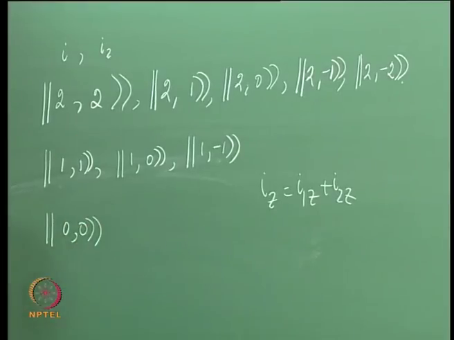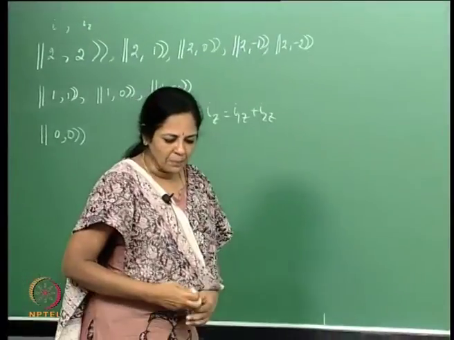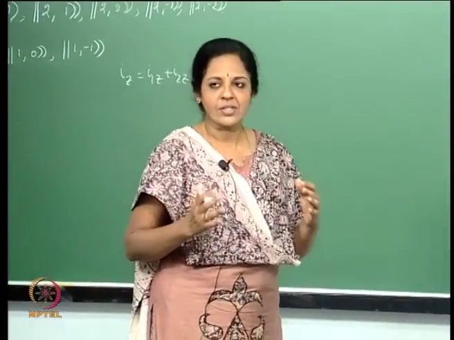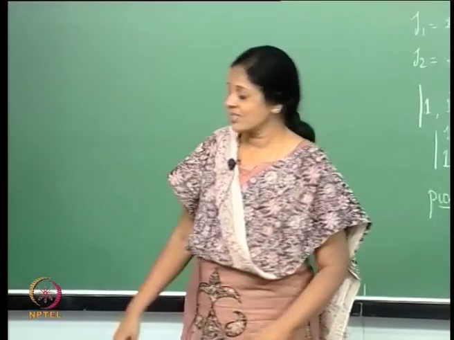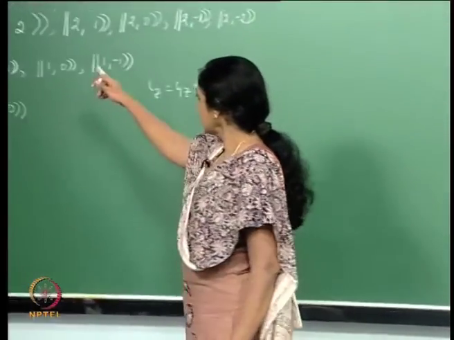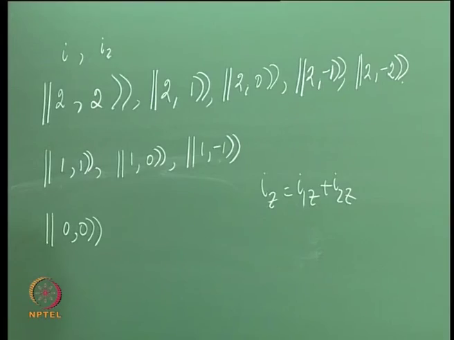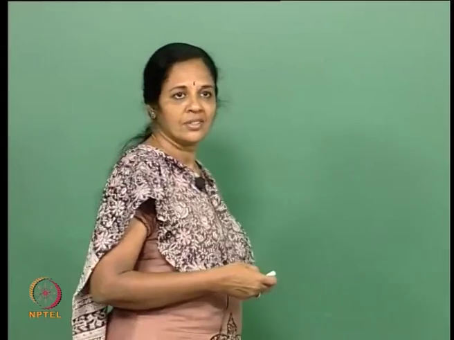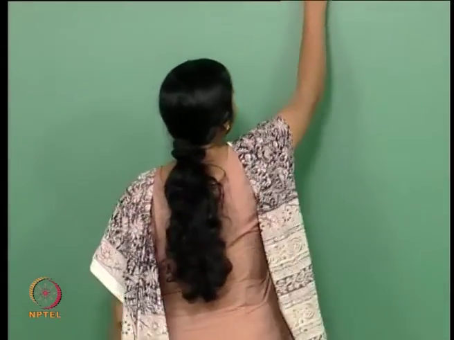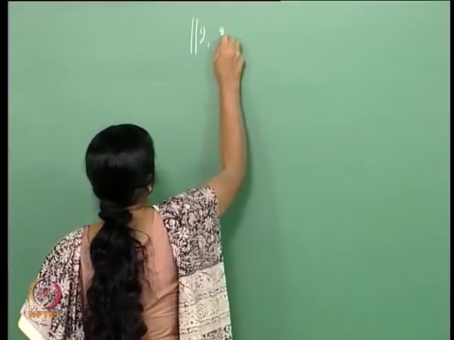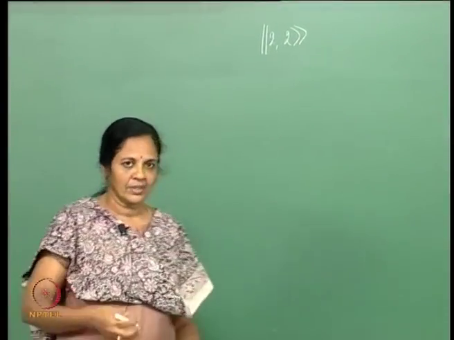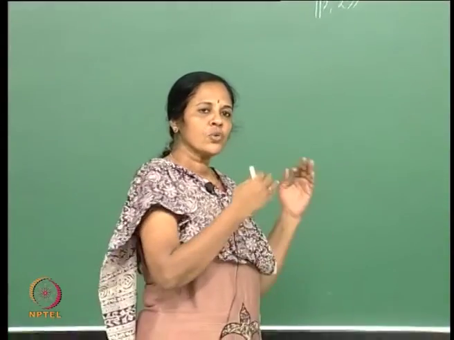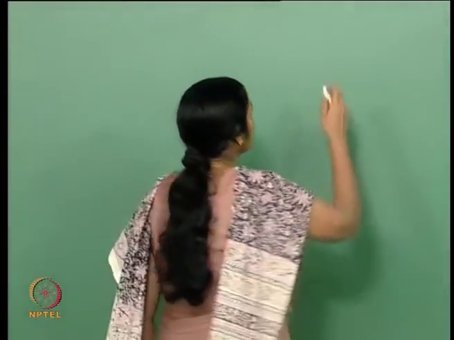Then of course I have 0 0. So these are the complete list of coupled states that I can have when I combine 2 pions. My aim is to write the coupled states in terms of the uncoupled basis. So let me start with the coupled state 2 comma 2. Our aim, as I have said earlier, is to express this state in terms of the uncoupled basis.